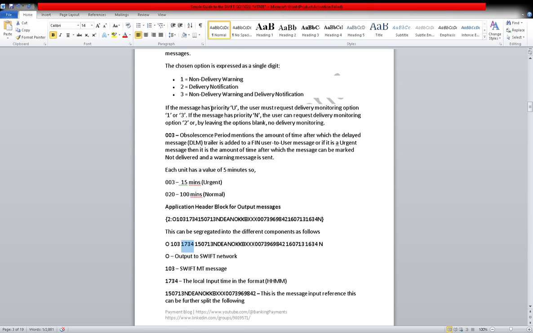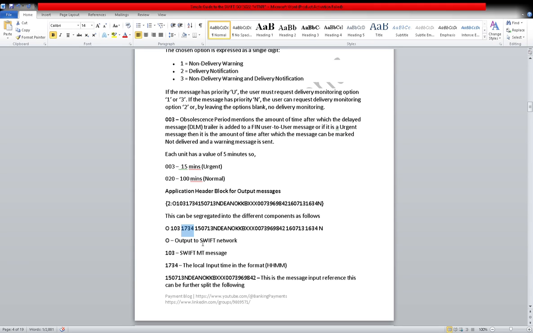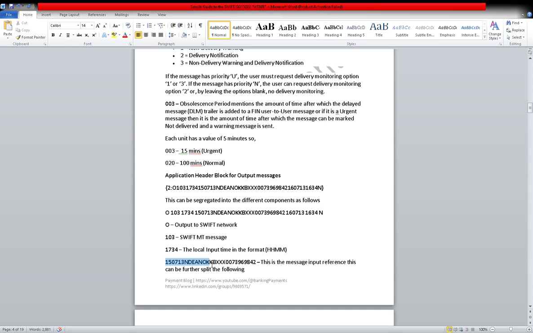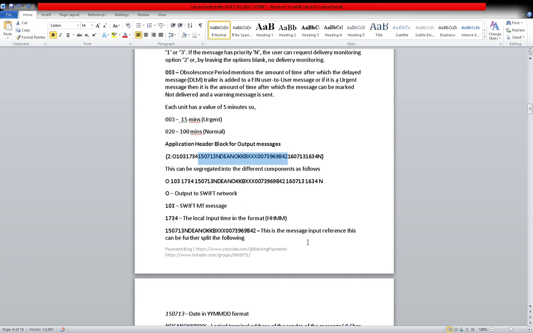Why is it mentioned? Let's see. Maybe some reason is given somewhere else. So for the output message, time is given. After this is 150713, the long message. This is the message input reference, which can be further split into the following. This is the input message reference after 1734, this one till 42 here. This is the input reference. What is the significance of that? Let's see below.